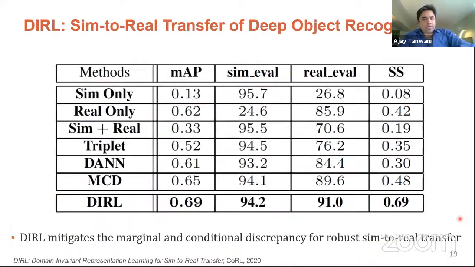Results for the deep object recognition network here indicate that naive transfer of models from simulation to the real results in a poor performance with about 26% accuracy only. Naively combining sim and real data is also suboptimal, whereas triplet, DAN, and MCD improve the performance in transferring to the real environment. DIRL mitigates both the marginal and the conditional discrepancy for more robust sim to real transfer.